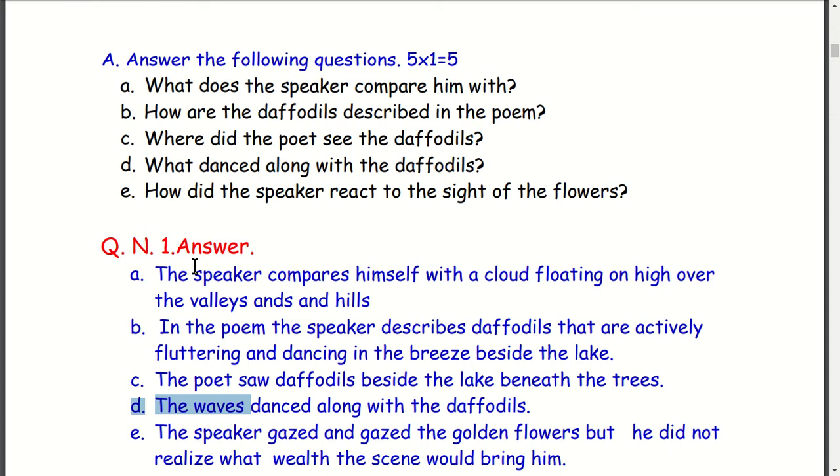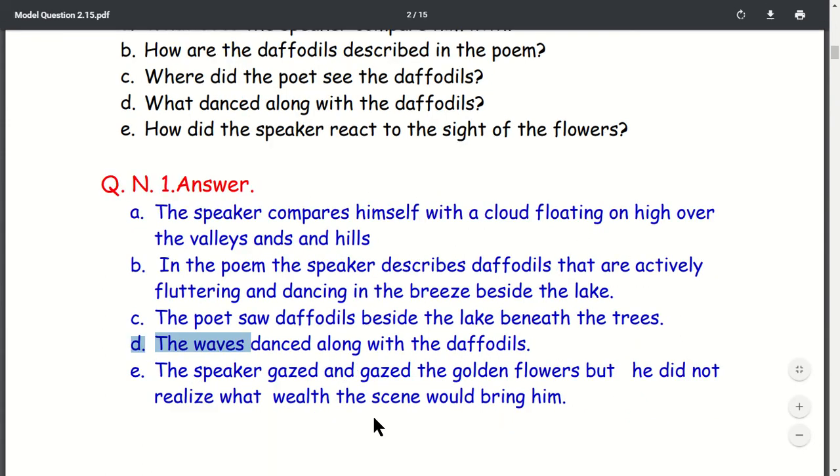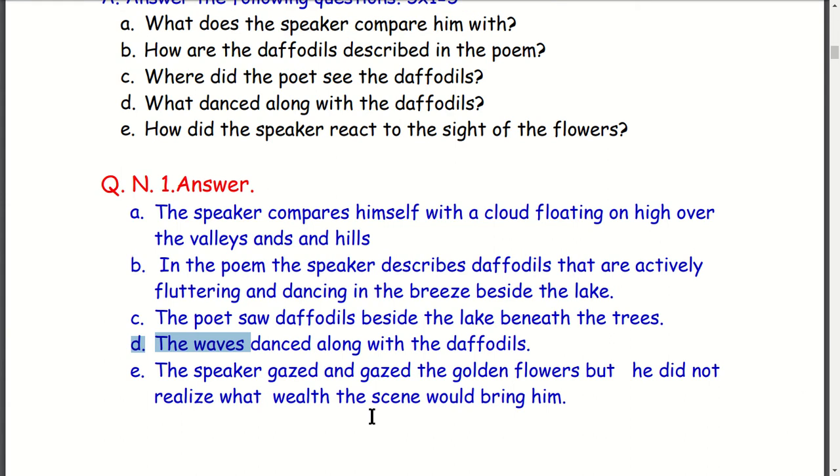Number E question. Question number 5. How did the speaker react to the sight of the flowers? How did the speaker react? Okay, the speaker gazed. What did the speaker do? The speaker gazed and gazed at the golden flowers. Gazed means watched and watched the golden flowers.